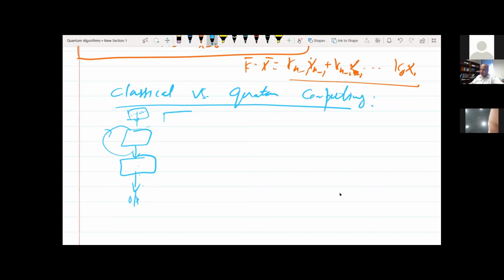For example, if this is an 8-bit register, I might have 10001 something, and then at another time I might have something else, and so on. So that's how classical computing works at the foundation.